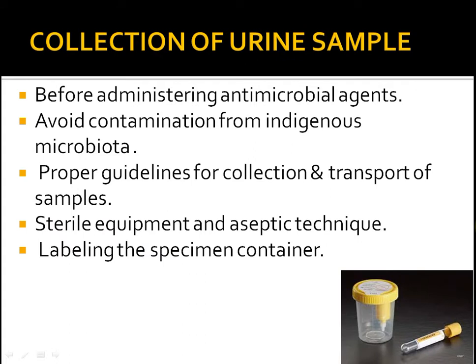Special considerations before collecting a urine sample. It should be collected before the start of the antibiotic therapy. The collection should be done so as to avoid contamination of the sample from normal microbiota. Proper guidelines should be followed for collection and transport. A sterile container and aseptic technique should be used. After collection, the specimen container should be duly labeled.